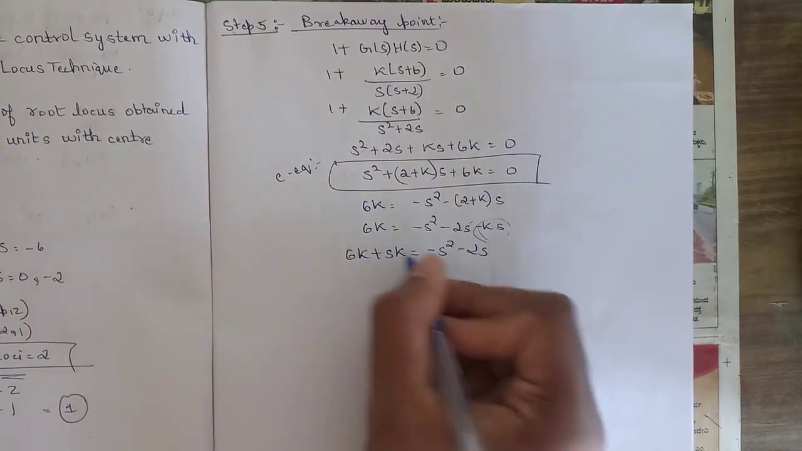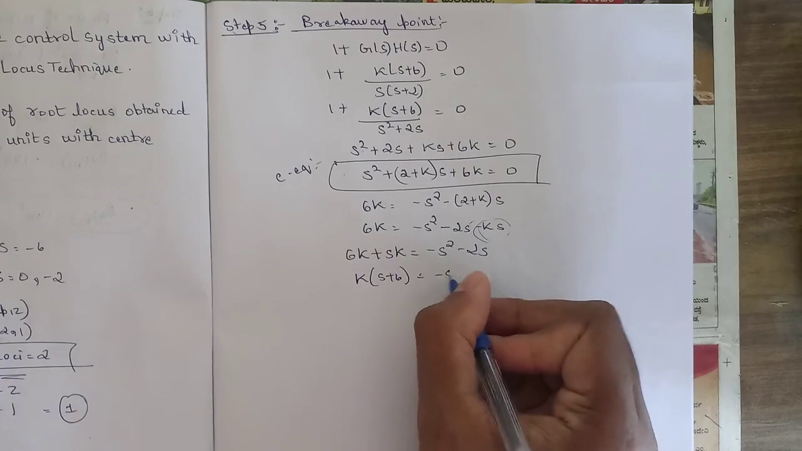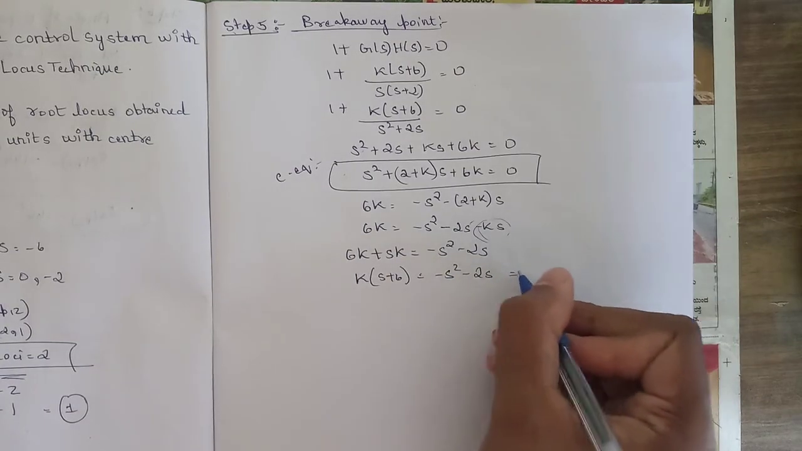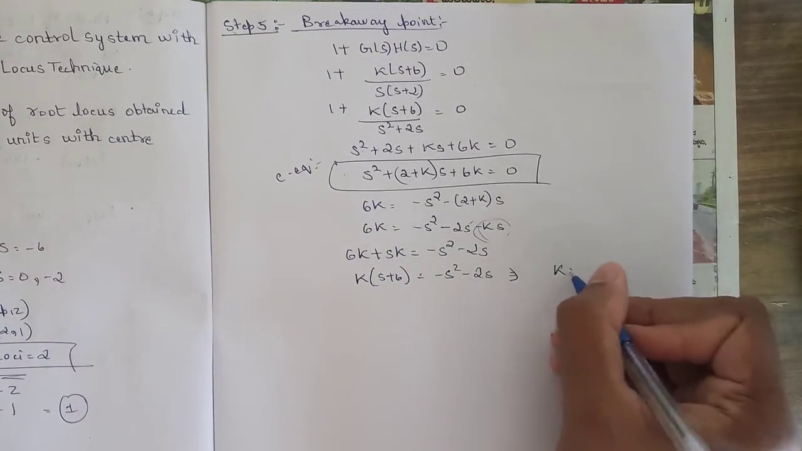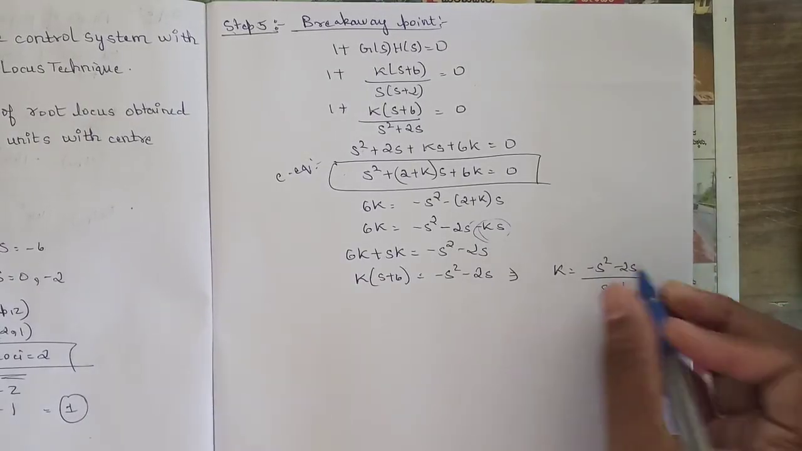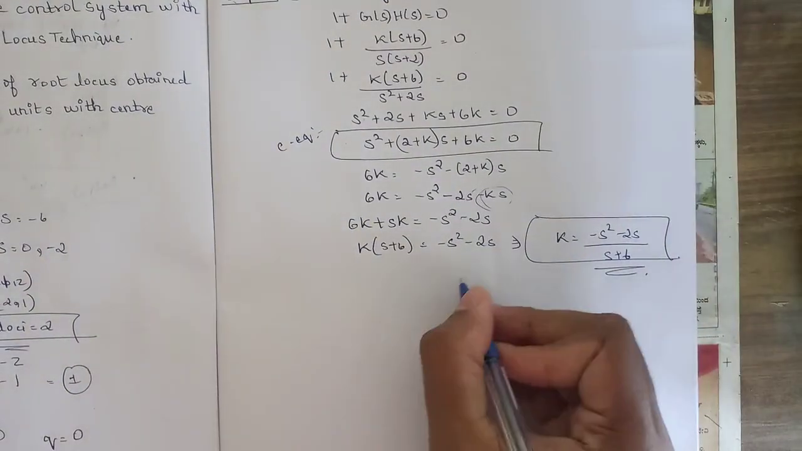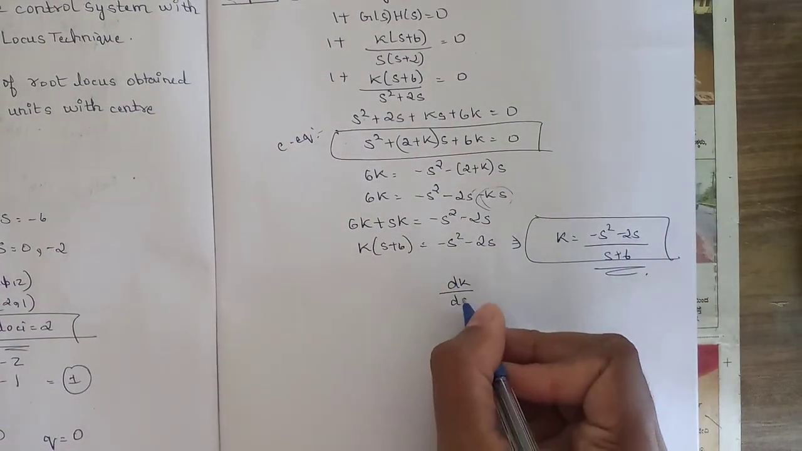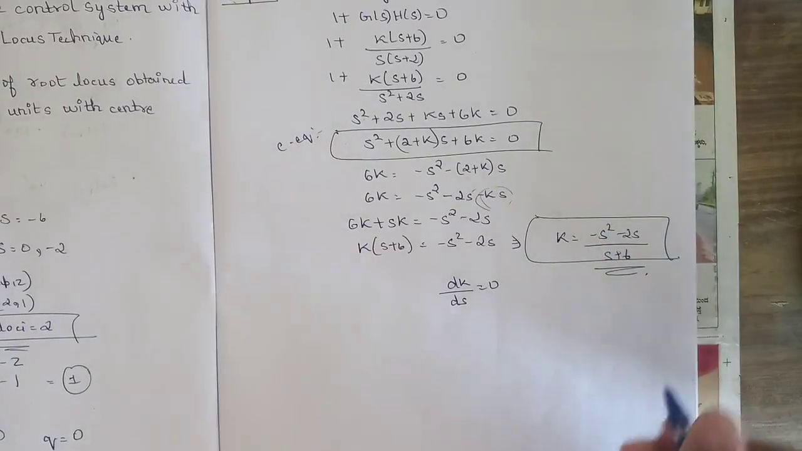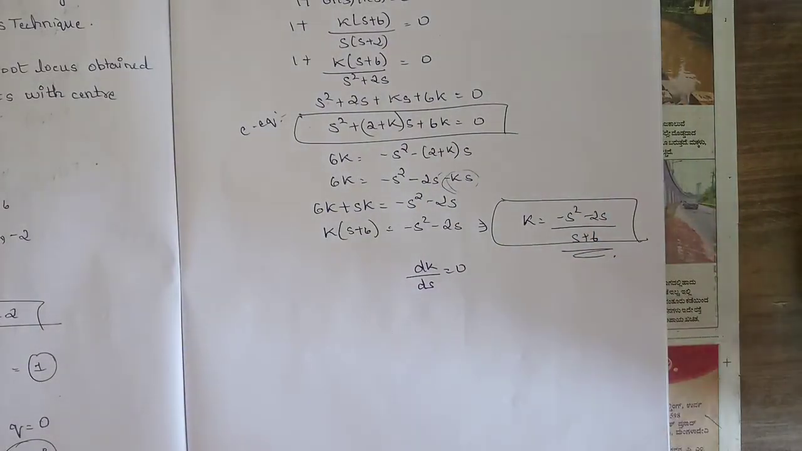So we can group this term, that is k into s plus 6 is equal to minus s square minus 2s. So k is equal to minus s square minus 2s divided by s plus 6. So this is the equation obtained for k now. Using this we can compute dk by ds equal to 0. So we need to take the derivative. In order to take the derivative here, it is of the form u by v, so we need to use the u by v rule.